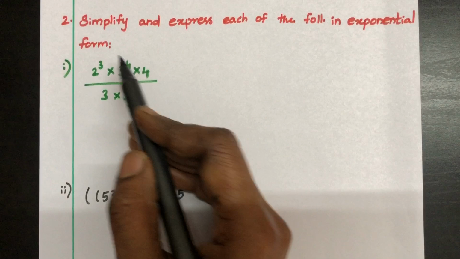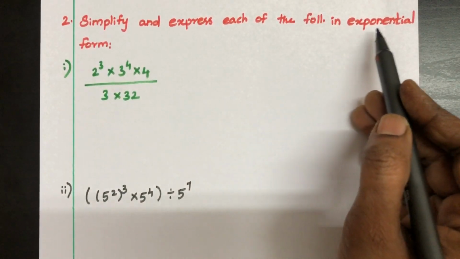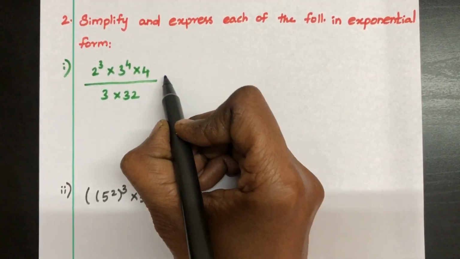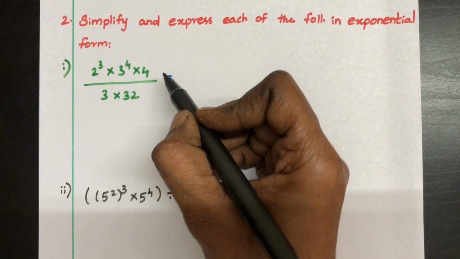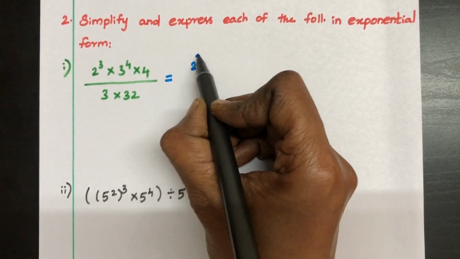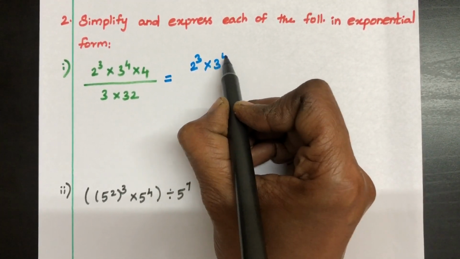Second question, simplify and express each of the following in exponential form. We are going to simplify using powers only. Okay, so 2 cube into 3 power 4.